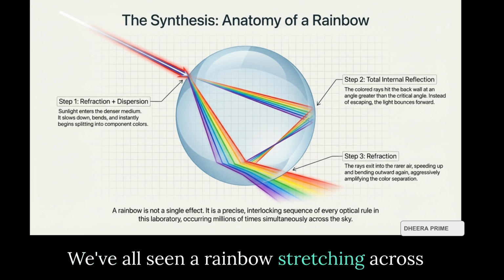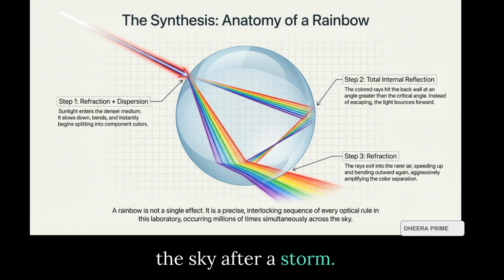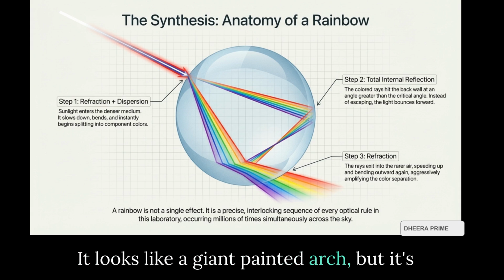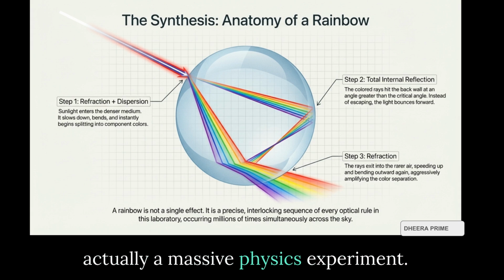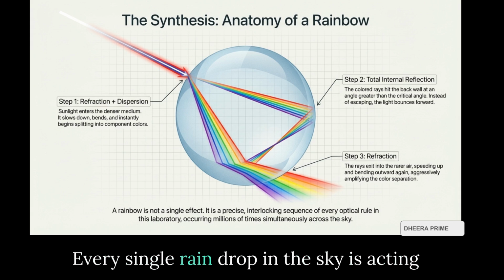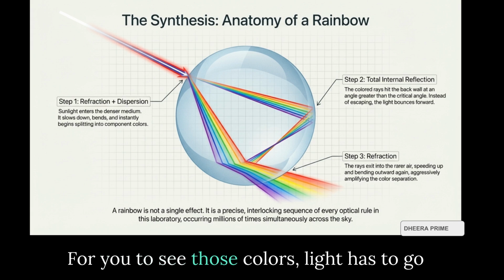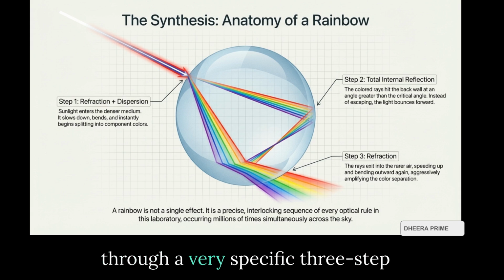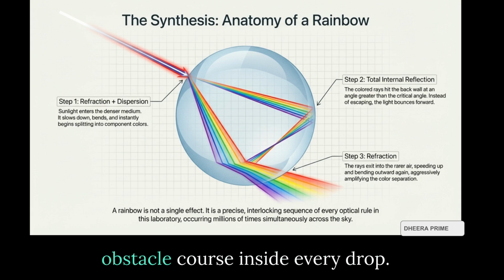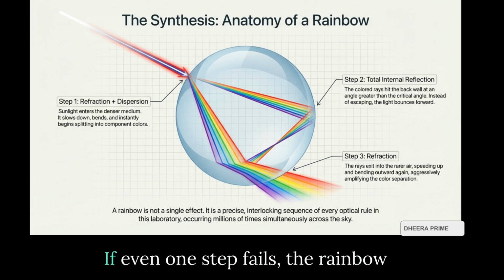We've all seen a rainbow stretching across the sky after a storm. It looks like a giant, painted arch, but it's actually a massive physics experiment. Every single raindrop in the sky is acting like a tiny spherical prism. For you to see those colors, light has to go through a very specific 3-step obstacle course inside every drop. If even one step fails, the rainbow disappears.